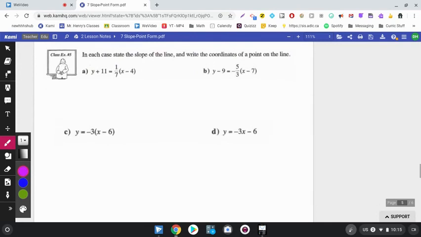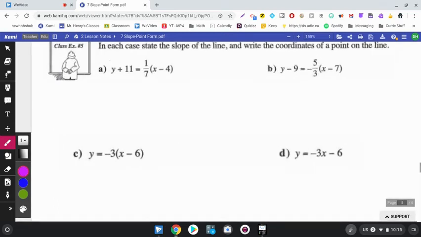All right. Last question before you do some homework. In each case, state the slope of the line and write the coordinates of a point on the line. This is harder than you might think. All right. I'm going to do the first one and then I'll tell you to pause and go ahead of me. But this is a little tricky. So for the first one, I think slope is really easy. Slope is in front of the brackets, 1/7.